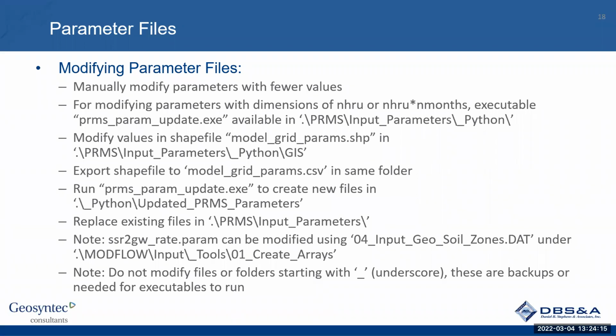But if you wanted to modify parameters with dimensions of NHRU or NHRU times n months, you can use this executable here, which is available in that folder. And I'll show that in the walkthrough in a little bit. You will need to modify a shapefile and export that shapefile to a CSV file in the same folder. And then if you run the executable, it will update the files.